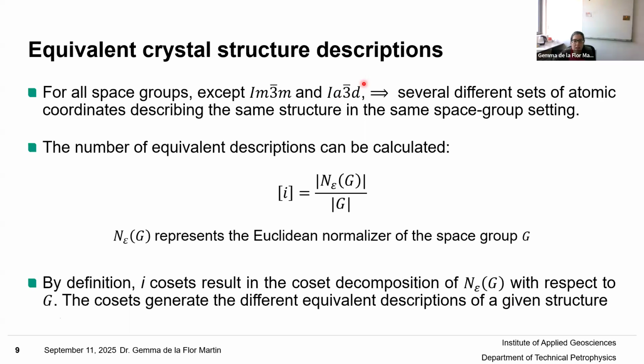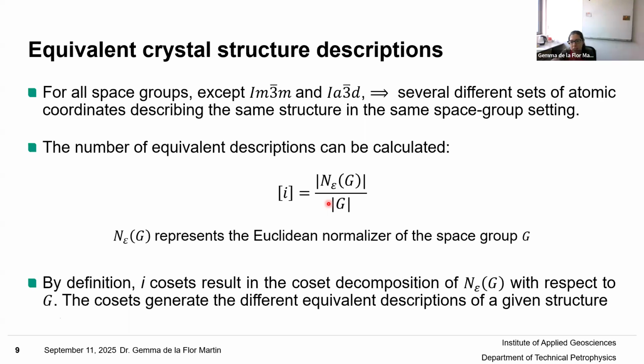The number of such equivalent coordinate sets for a space group G is exactly equal to the index of the group G in its Euclidean normalizer. And then if you calculate the coset decomposition of the Euclidean normalizer with respect to the space group G, the coset representatives arising from this coset decomposition will generate the different equivalent descriptions of a given structure.